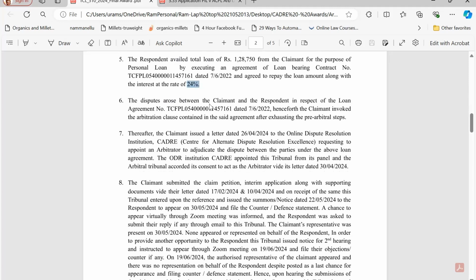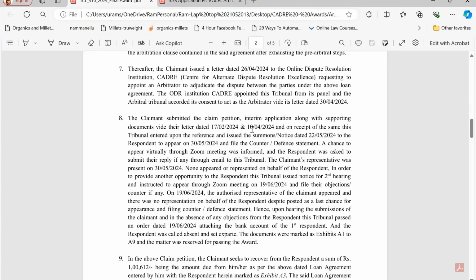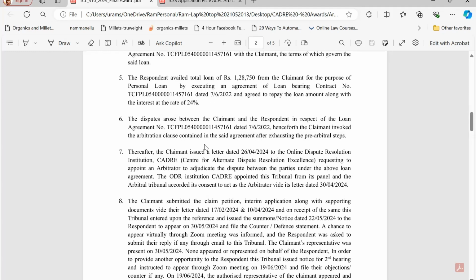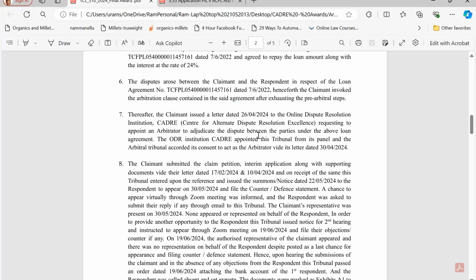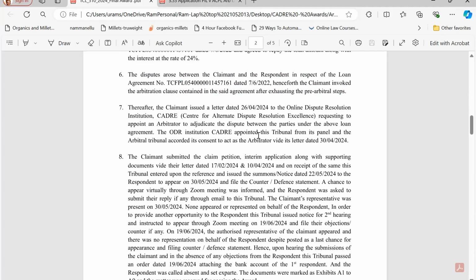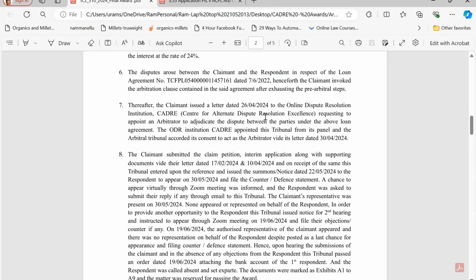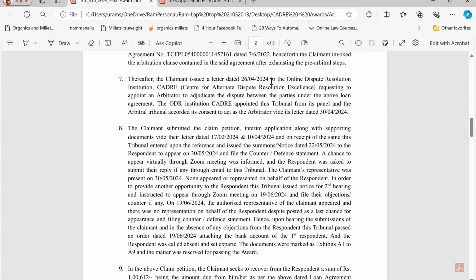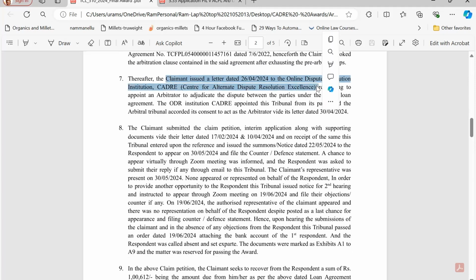The interest rate is mentioned here. And see here, a dispute arose between the parties in respect of the loan agreement. Hence, the claimant invoked the arbitration clause contained in the said agreement after exhausting the pre-arbitral steps. The date of reference to arbitration is mentioned here. A letter was issued. This dispute was resolved through an online dispute resolution platform, that is the ODR platform. So that is mentioned here.